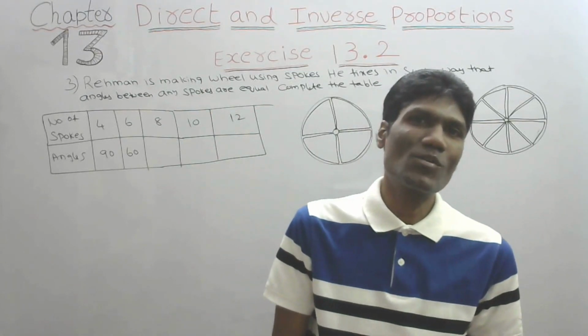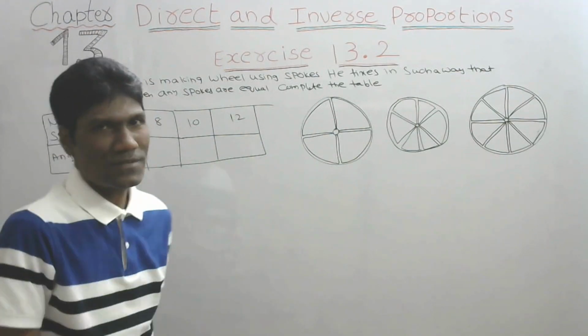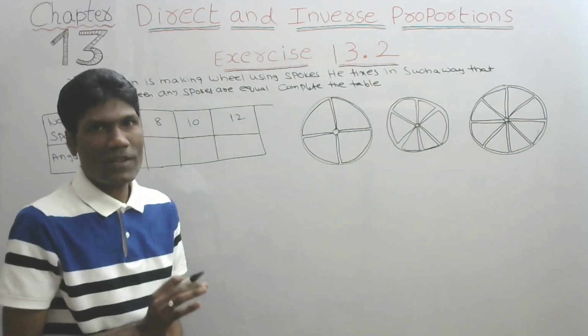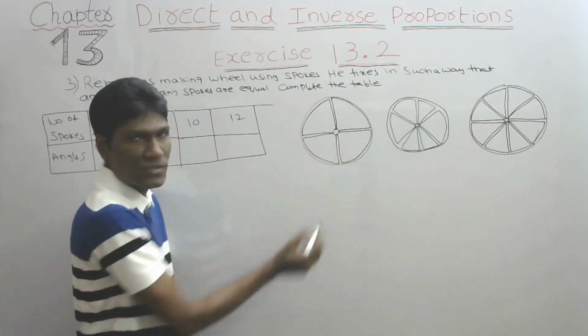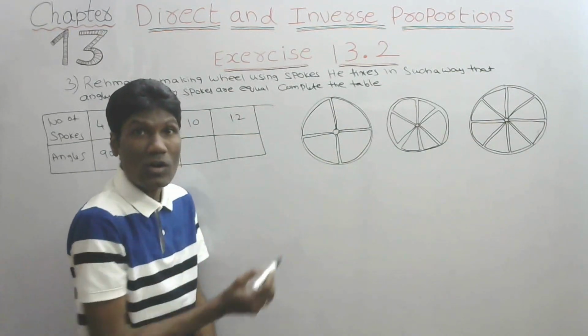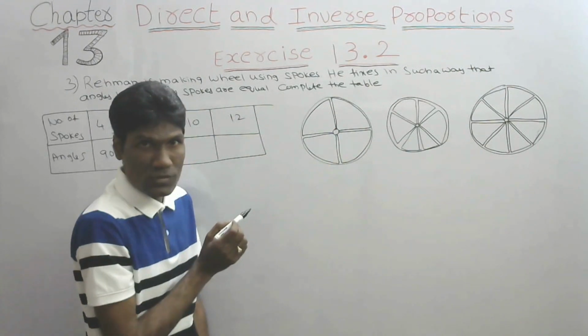Next, third question. What he says is, Rahman is making a wheel. One wheel is there. To the wheel, he is putting spokes. These are called rods, these are called spokes. Now, in this case, there are 4 spokes.